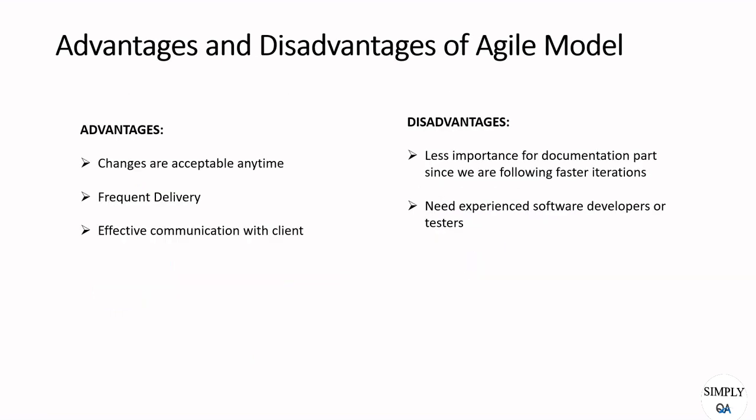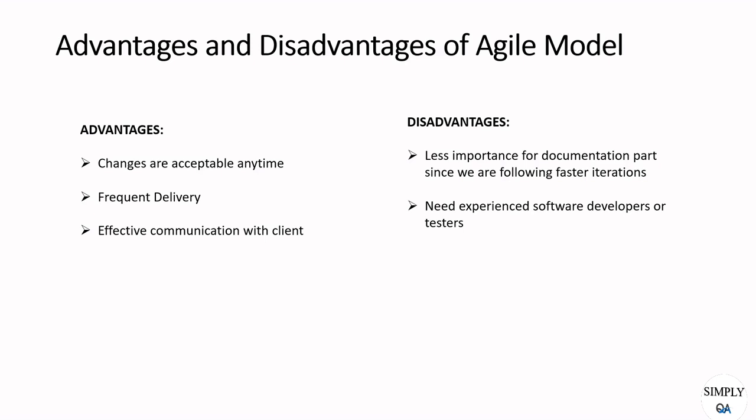Now let's see the advantages and disadvantages of the agile model. Guys, if we see the advantages, the changes are acceptable anytime, because we can change the requirement, or we can give any add-on to the requirement at any time, in any iteration in the agile model. And also we give frequent delivery to the customer. In the waterfall model, it is a kind of one-time delivery, but in the agile model, since we are following multiple iterations, the deliverables will also be multiple.